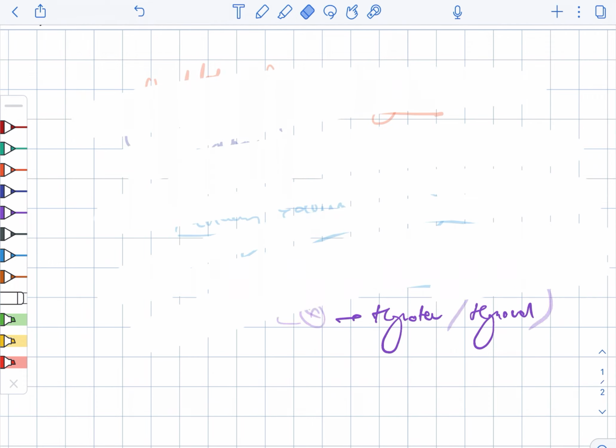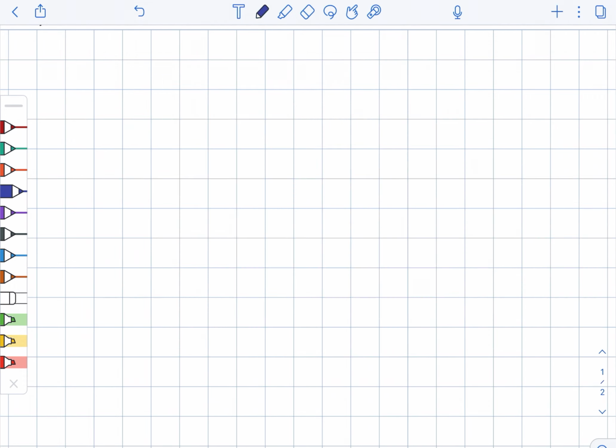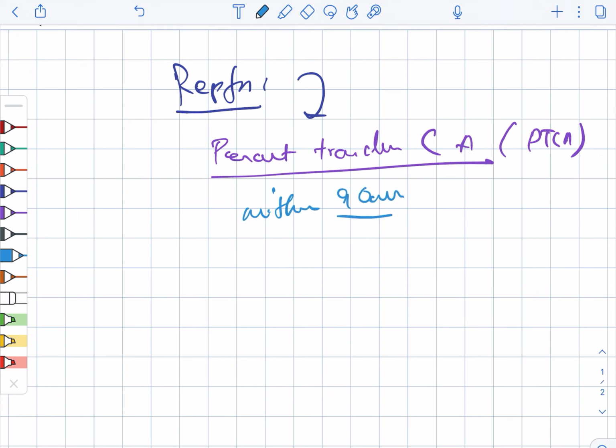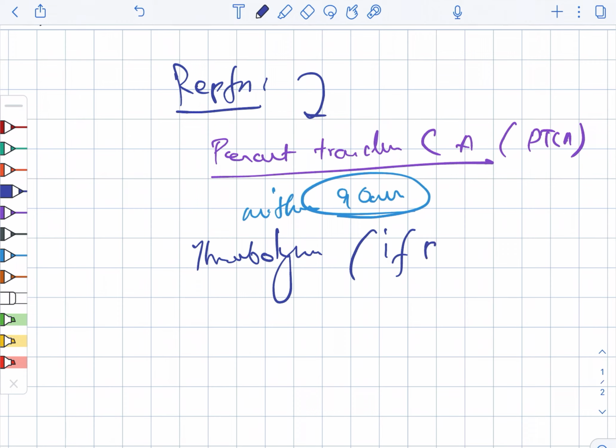Next, all these lead to reperfusion. This includes percutaneous transluminal coronary angioplasty, also known as PTCA. This is preferably done within 90 minutes, and thrombolysis is done if PTCA is not available within 120 minutes.